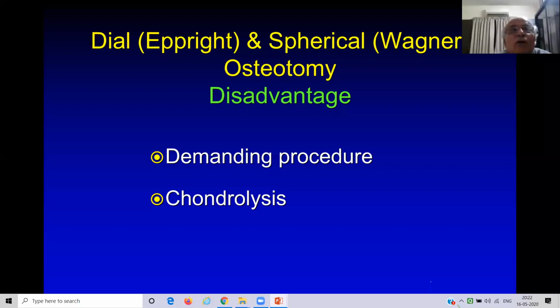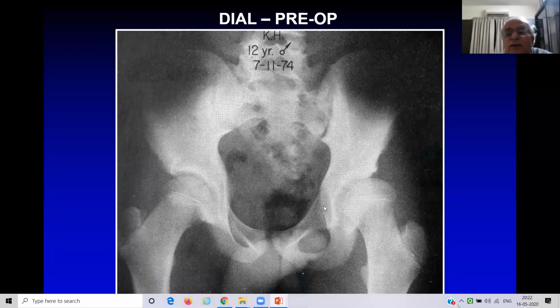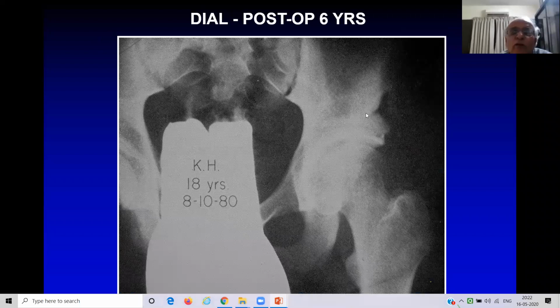But one example of Dial which I picked up from the book: this is subluxating, with a wide teardrop, and this is the 6-year follow-up. And look, this is the osteotomy which goes all around like that. And look, the whole teardrop has become normal. This is almost 6 years follow-up of a Dial osteotomy done by Wagner.